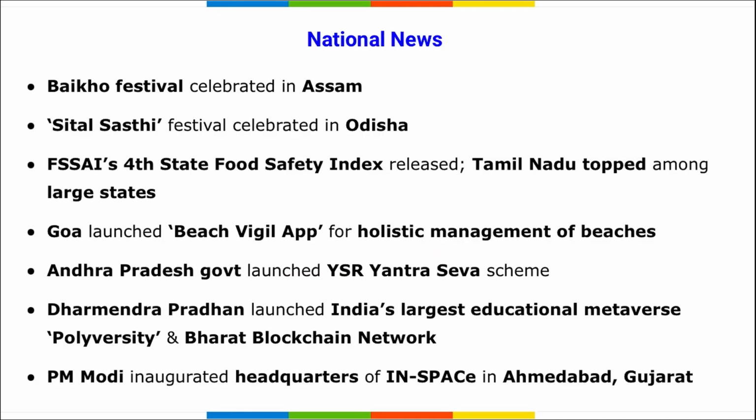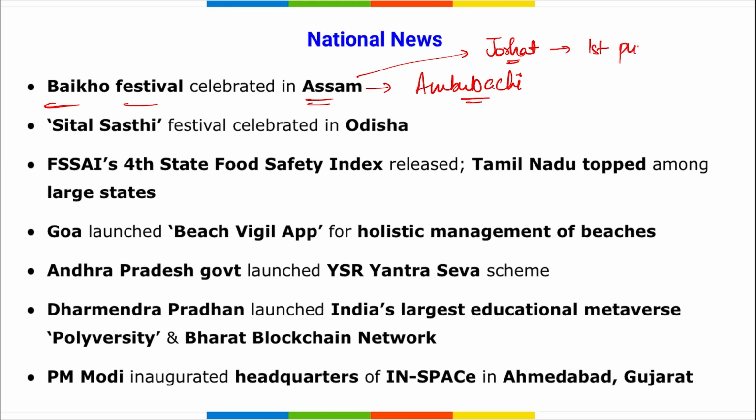The first is Baiko festival. Where do we observe this? It is observed in Assam, and in Assam only, if you remember, Ambubachi festival is also observed. Alright. Then in Assam, if you remember, there is Jorhat. And what is Jorhat? Here the first pure green hydrogen making plant was set up by Oil India Limited.